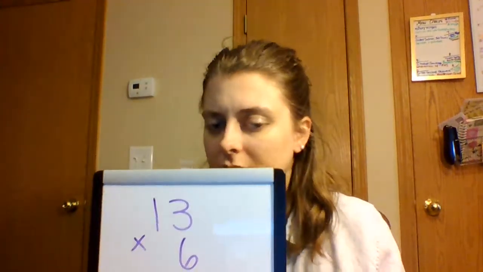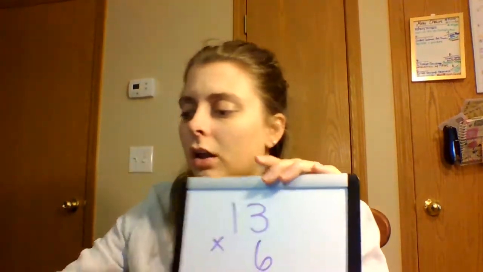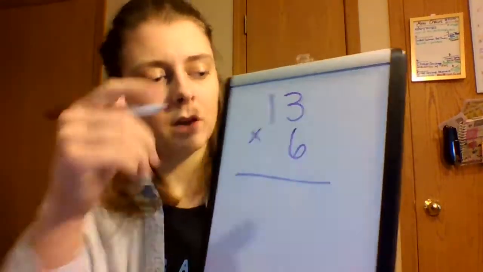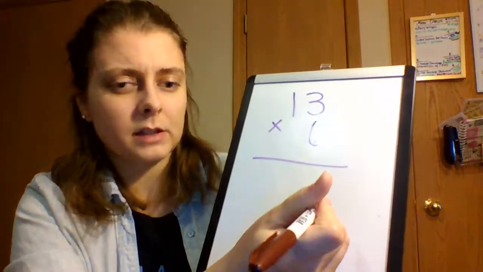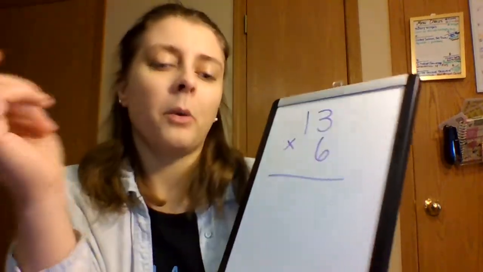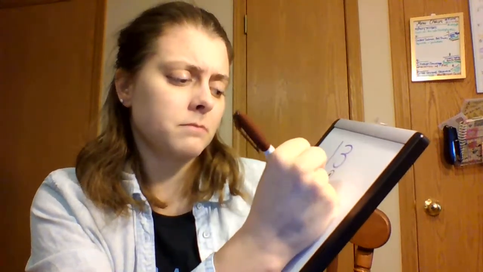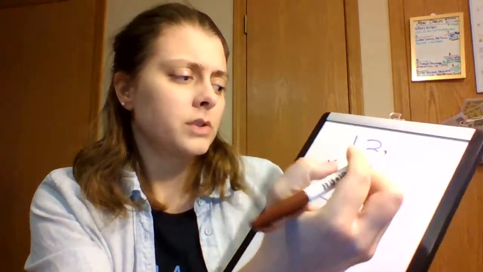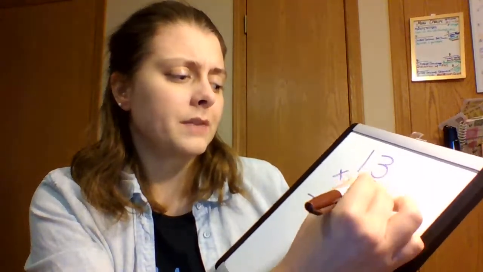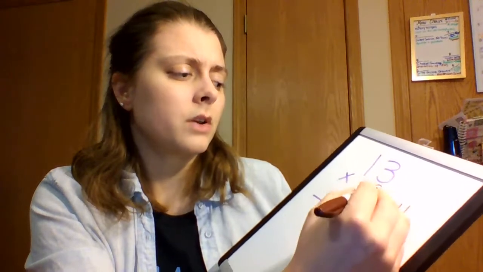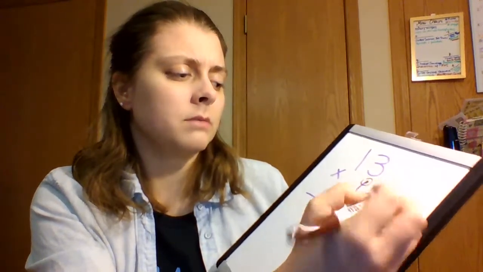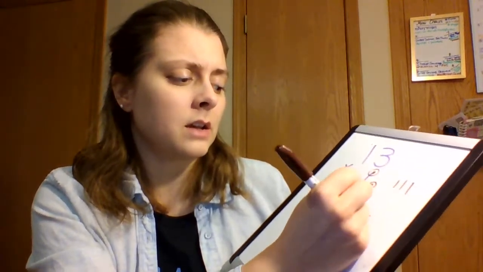Okay, just like in addition and subtraction, you start with your ones column. Three times 6. We can use our skip counting. We can use our touch points. I'm going to use my touch points strategy. So I would say 6, 7, 8, 9, 10, 11, 12, 13, 14, 15, 16, 17, 18. Last number I said was 18.